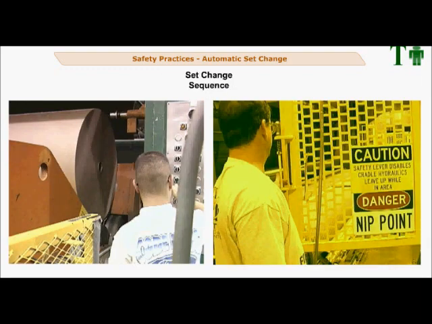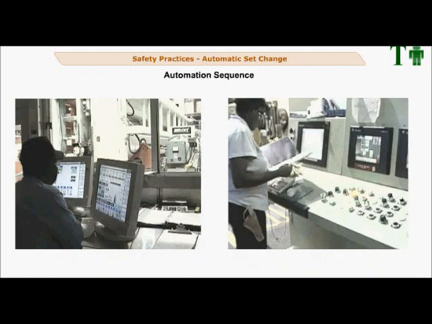Hazard assessment and recognizing hazards is virtually impossible for crew members who do not understand the automated sequence. Once the automation sequence is understood, all winder operators and crew members should be able to identify all of the possible nip or catch points of an automatic set change process and be able to protect themselves.